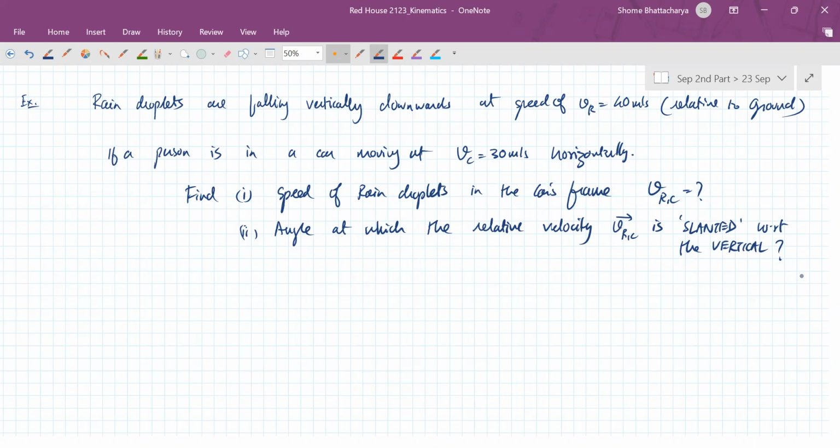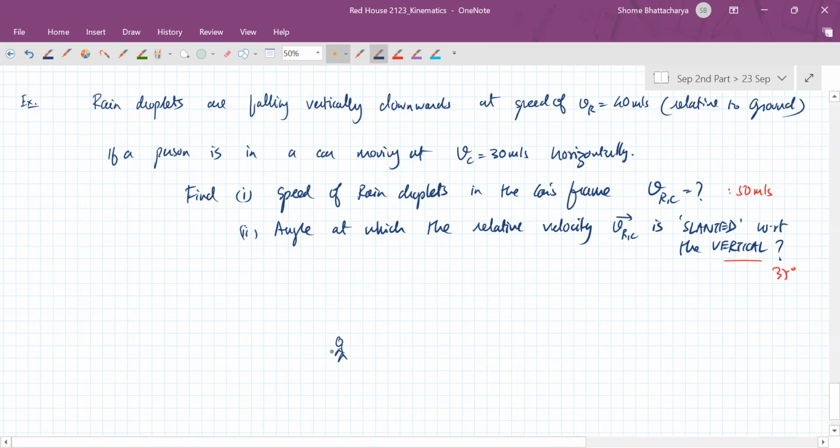Okay, so let's look at the answer for this. Yes, very good. The angle with the vertical will be 37 degrees and the speed should be coming out to be 50 meters per second. Okay, so let's see how we can understand this.